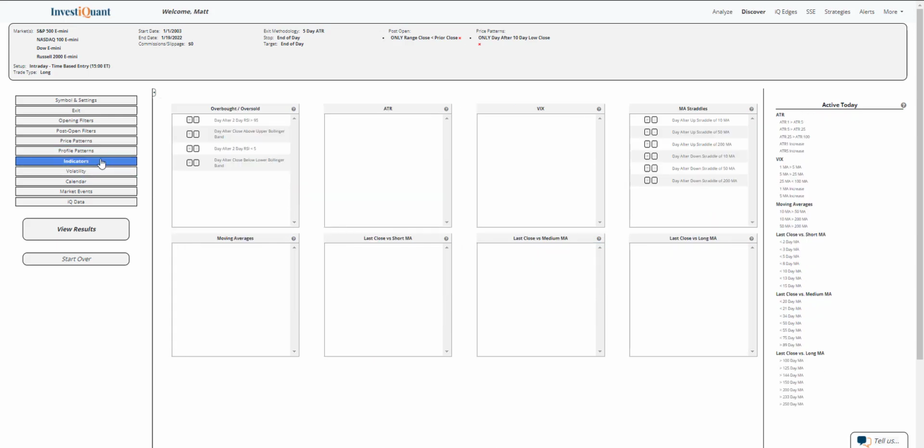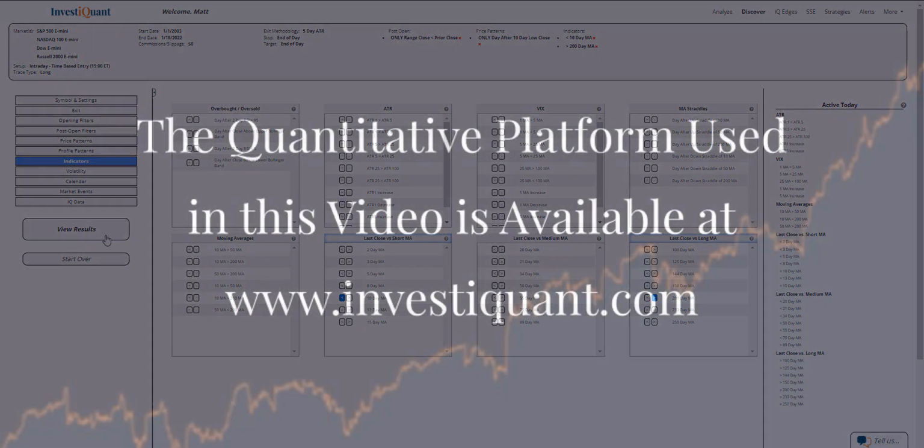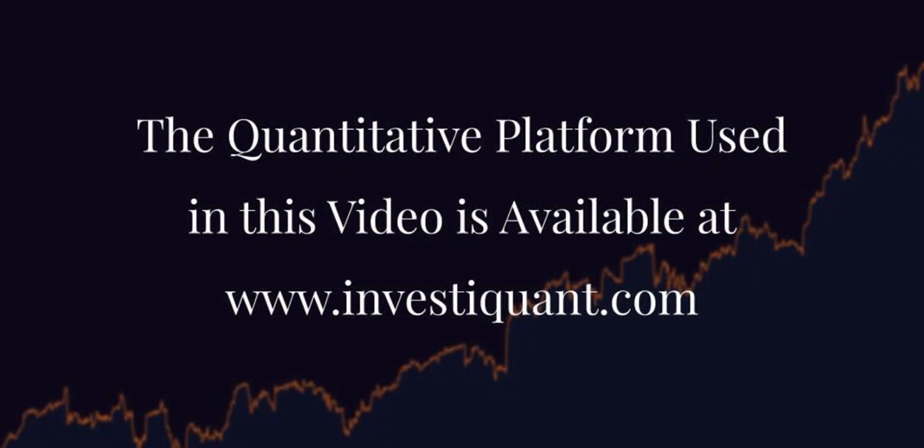All right, lastly, indicators library, we are below a 10 and above a 200-day simple moving average. Now I can click view results.